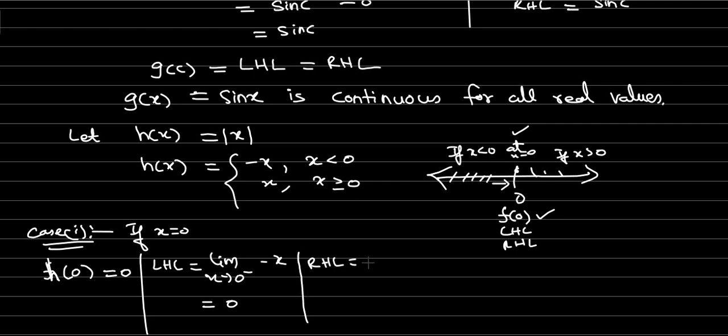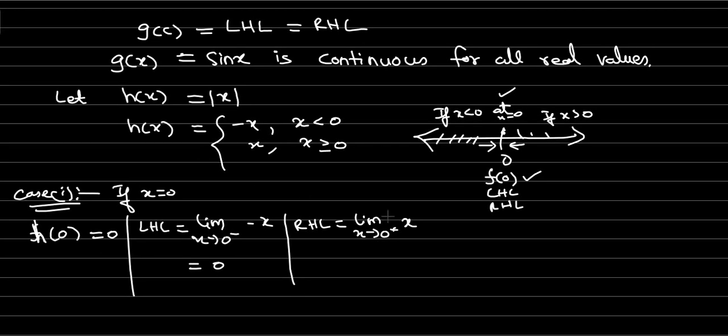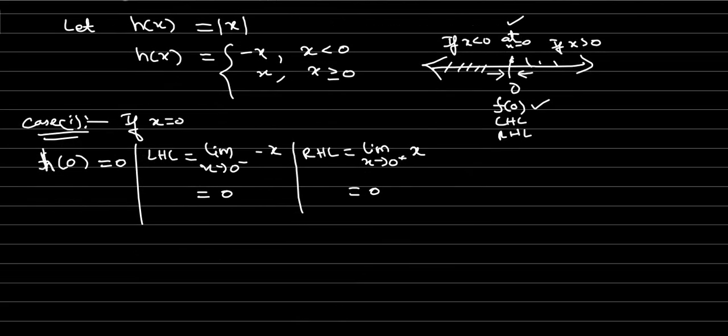Now the right hand limit, x is approaching 0 from the right side. From the right side closed values are approximately 0, but those values are greater than 0. If it is greater than 0, the suitable function is x, so I replaced it here. Now applying the limit, we will get 0. From this result, what can we say? The h of 0 value, the left hand limit and the right hand limit are equal. So that means h of x is continuous at x equal to 0.